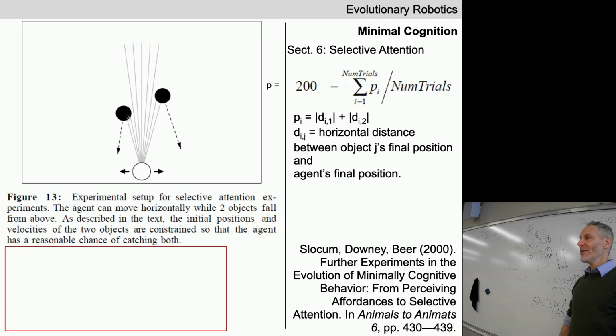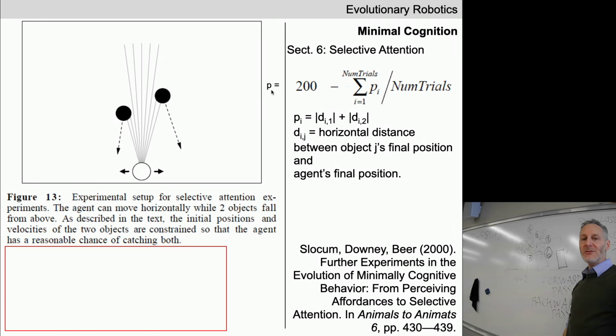The investigators are then going to drop 2 independently moving objects from the top of the screen that are going to fall at different speeds, represented by the magnitude of these dashed arrows, and they're going to fall in different directions, represented by the directions of these arrows. When they drop the 2 objects at the top of the screen, sometimes they're going to put one at a lower initial height so that it's initially closer to the agent than the other one. And the goal of the robot is to, quote unquote, catch each object when it hits the ground.